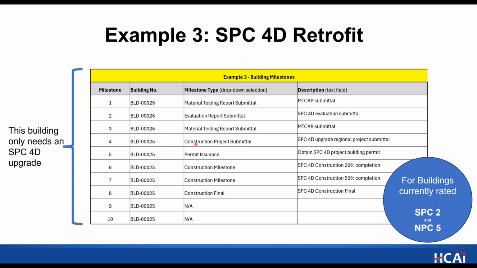Milestone number 4 is a construction project milestone. Those are the construction documents. So that's the SPC 4D construction project submittal to the region, and then the permit for that project. And then there's room for 2 intermediate milestones. So we have the 20%, 50%, and the final. And then if you have remaining spaces, you can choose NA in the milestone type for the remaining 2.